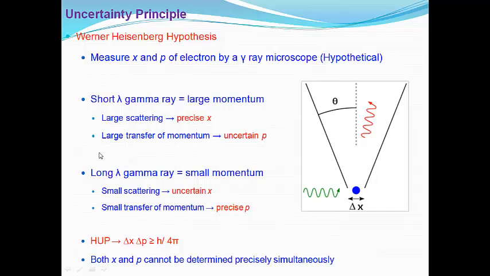And then if we look at a case where we have long gamma ray radiation, the long gamma ray radiation will have a lower frequency, will have a lower energy, and hence will also have a lower or smaller momentum.